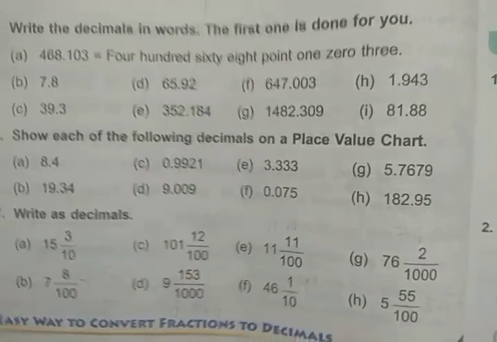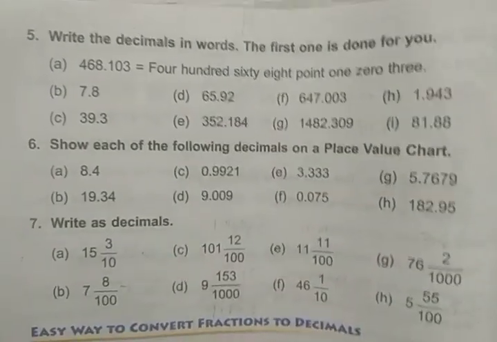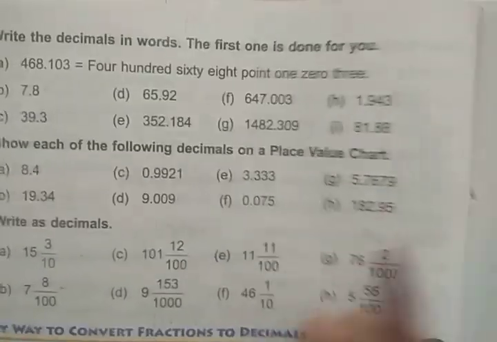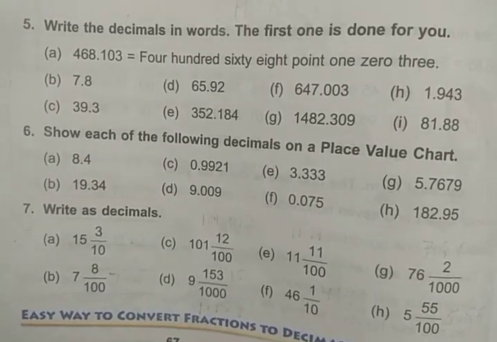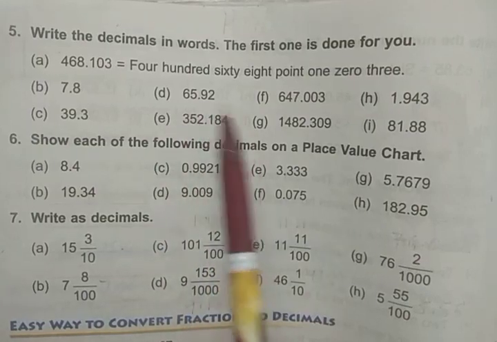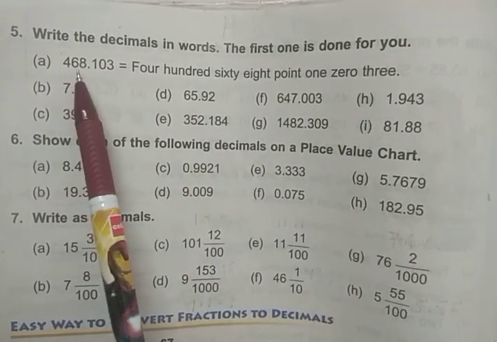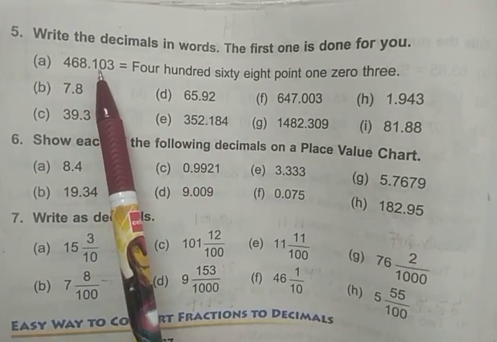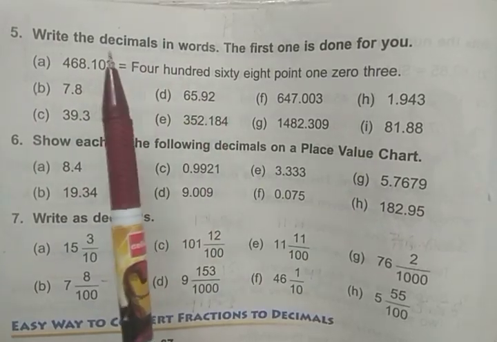Then write in words. So this is something different. There we have to write the number name and now here we have to write in words. So words means जैसा हम read करते हैं वैसे ही हमें लिखना है. That is 468.103. We read like it.